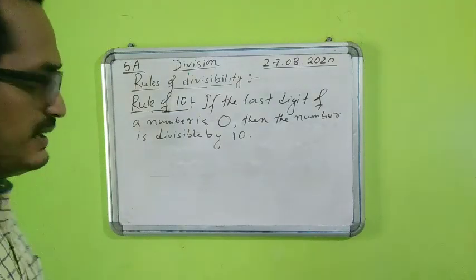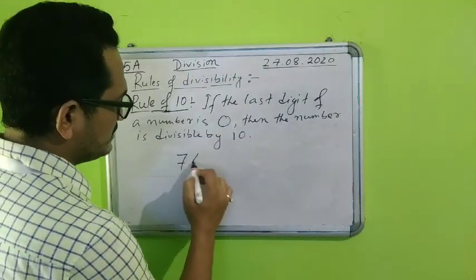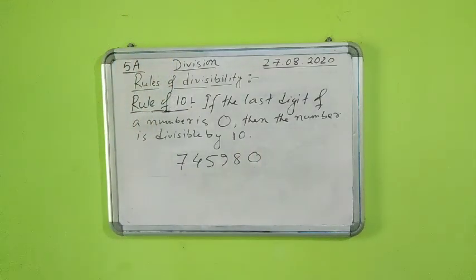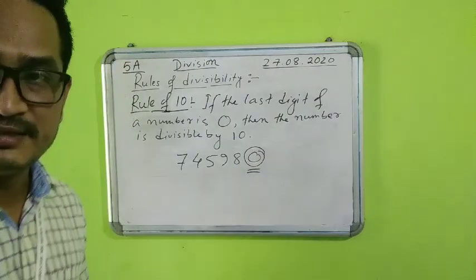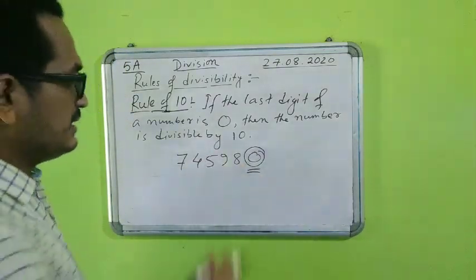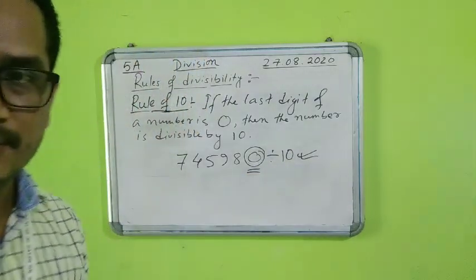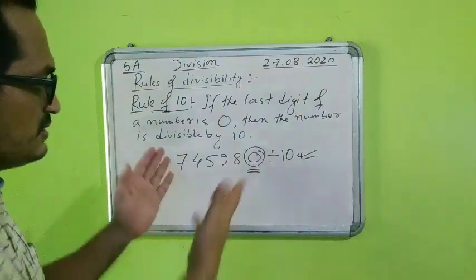If you have read the sentence, you will understand easily. So suppose take this number. It's a 3-digit number, but you see the last digit. What is the last digit? Last digit is 0. So whenever there is a 0 at the last place, or the ones place, that number will be divisible by 10. There will be no remainder at all. Okay, so this rule is very easy.